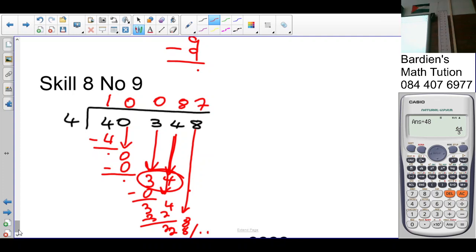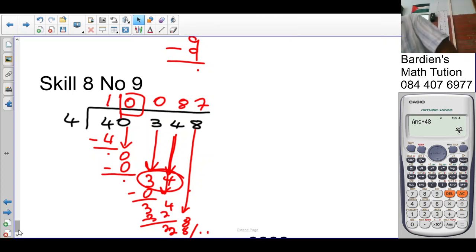So the girl that asked this question, you understand? Where did you go wrong, my girl? With the 0. So you're not going to make that mistake again. Okay, no problem. Is everybody else okay with this? Right. Now we're going to go into skill 10.